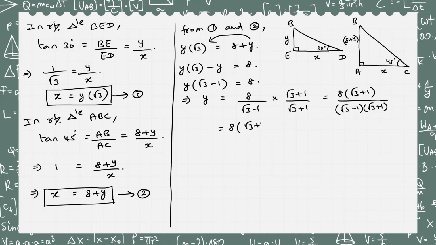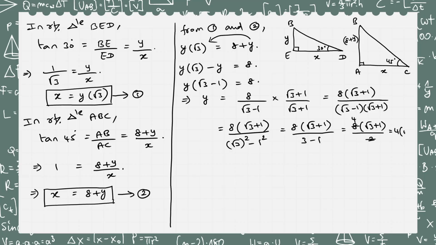That will be 8 into root 3 plus 1 divided by root 3 whole square minus 1 square, because this is of the form a minus b into a plus b. So we can apply the identity here and write this way. This will become 8 into root 3 plus 1 divided by root 3 square is 3, minus 1 square is 1. So this will be 8 into root 3 plus 1 divided by 3 minus 1, which is 2. We can cut this. So we are getting 4 into root 3 plus 1 as the answer for our y value.